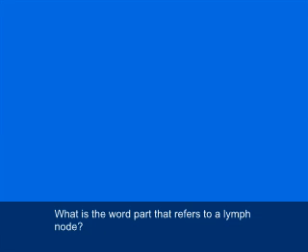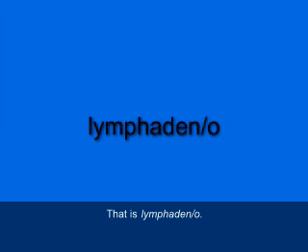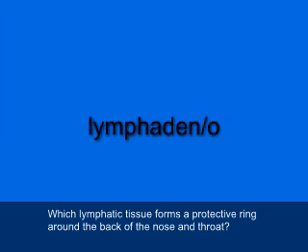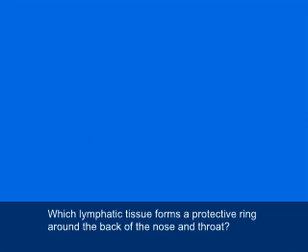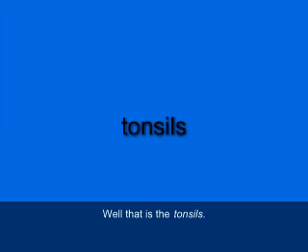And what is the word part that refers to a lymph node? That's lymphadeno, L-Y-M-P-H-A-D-E-N/O. Which lymphatic tissue forms a protective ring around the back of the nose and throat? Well, that's the tonsils, T-O-N-S-I-L-S.